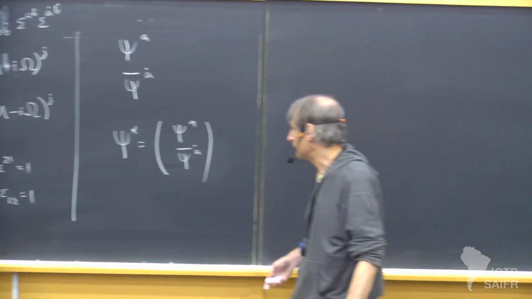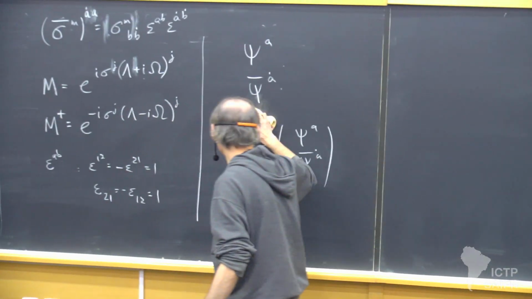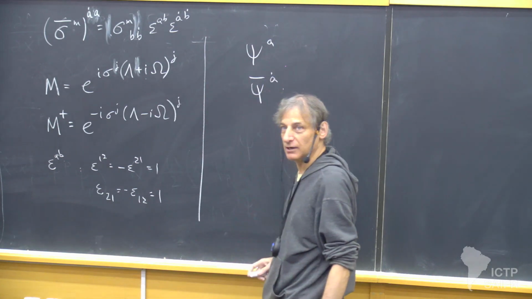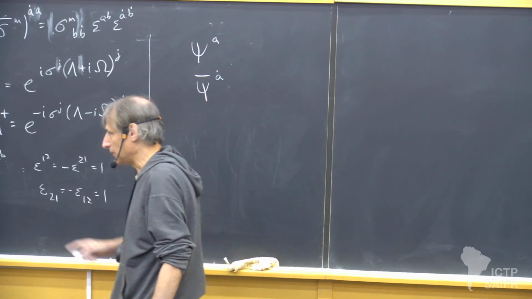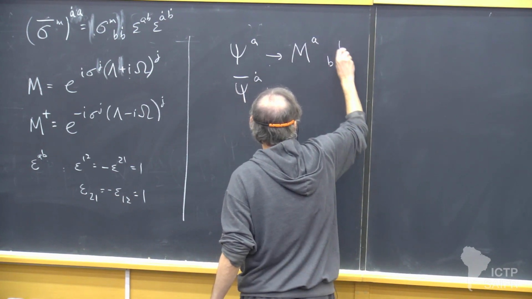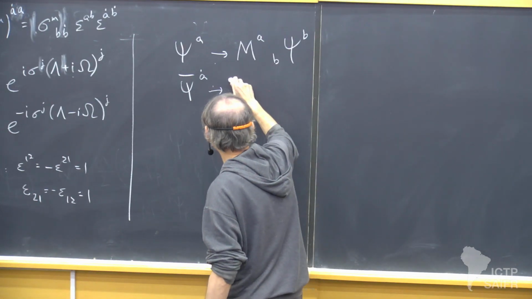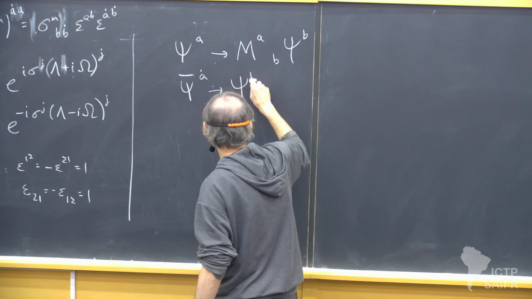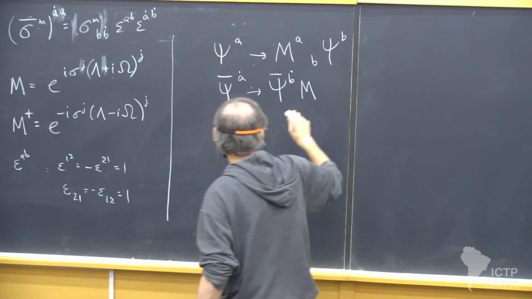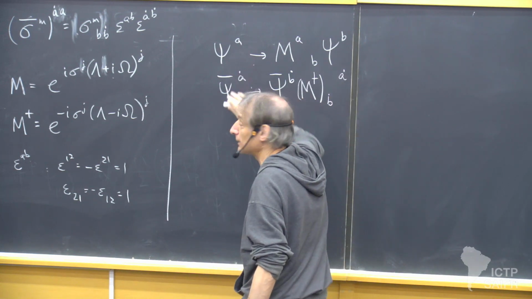Okay, in any case, at the end of the lecture maybe I'll say the relation. So how do these things transform under Lorentz transformations? Well, it doesn't take much guesswork. So this is going to be M A B, psi B. And this one, normally one does it from the other side. So psi B dot, M, I think I called it M dagger, B dot, A dot. So this is how psi and psi bar transform.